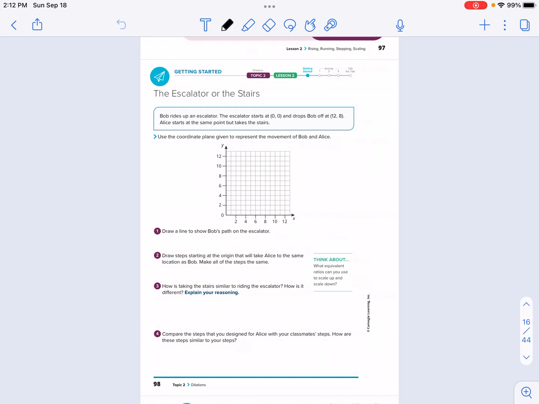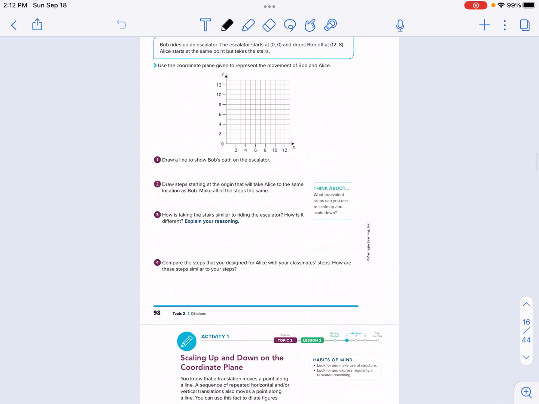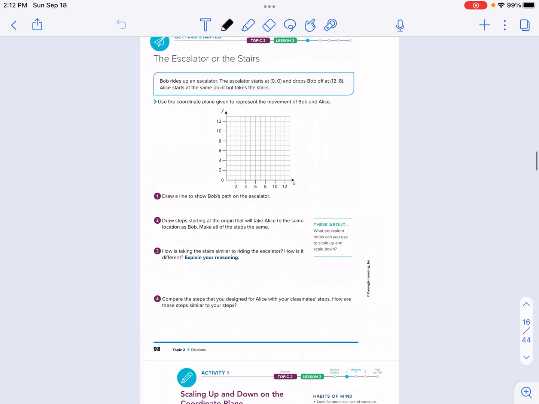We are starting at page 98. The activity getting started title is "The Escalator or the Stairs." So we're starting at 98. We're going to complete this getting started and first activity and then the second activity, and I'll tell you what your assignment is after this.